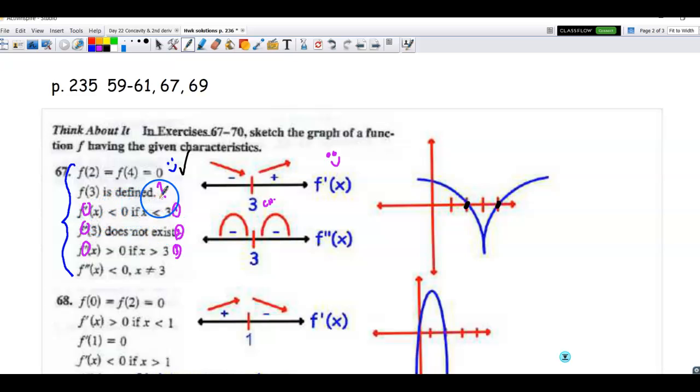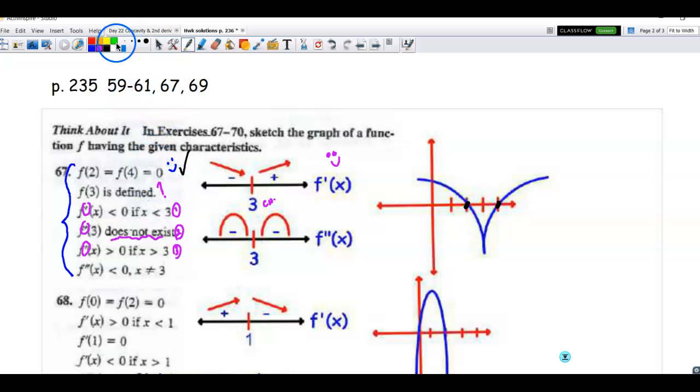In bullet 1, I just said to the left of 3, the first derivative is negative, and that tells me that the original function is decreasing. To the right of 3, the first derivative is positive, so that's on my number line. So the original function increases. So I have a function that decreases, and I have a function that increases, but it's important: the first derivative is not defined at x equal to 3.